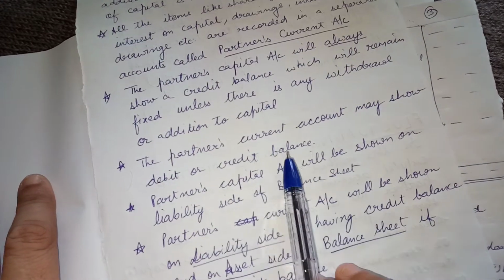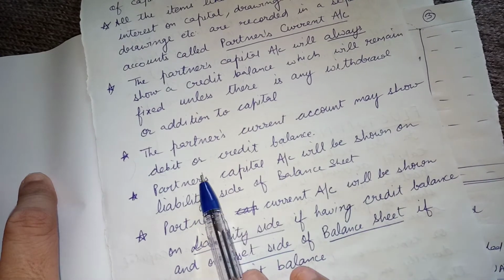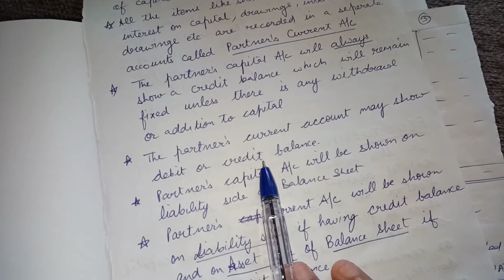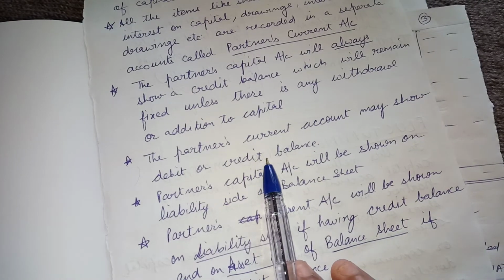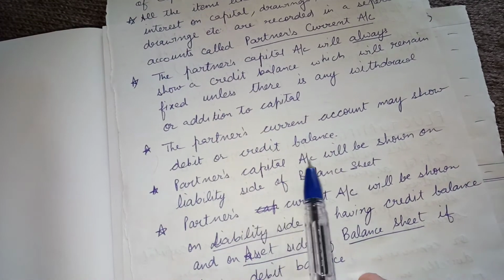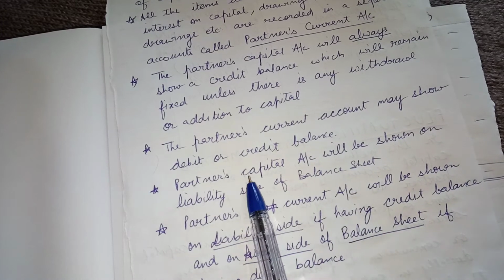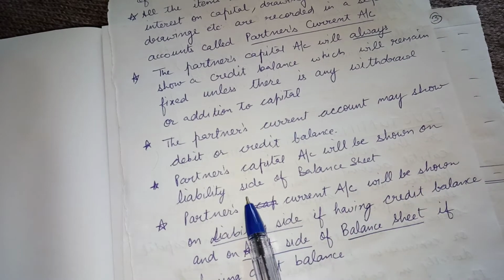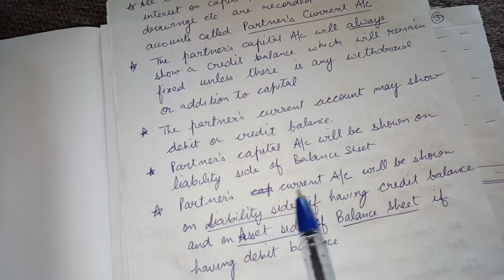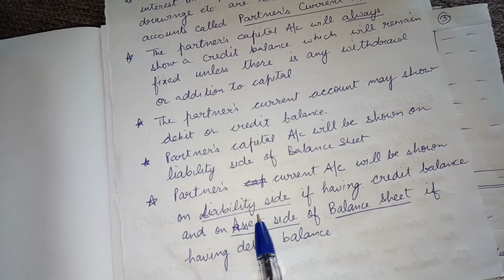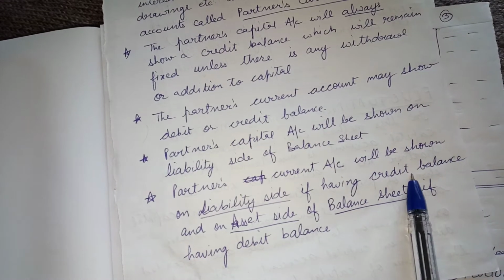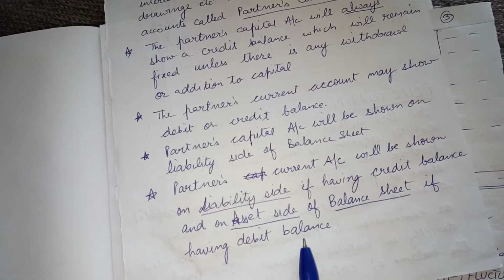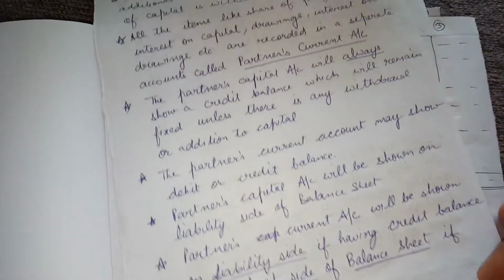Here the partner's current account may show a debit or credit balance. It can have a debit balance or it can have a credit balance, but usually it should have a credit balance. What will be the treatment in the balance sheet? The partner's capital account will be shown on the liability side of the balance sheet, and the partner's current account will be shown on the liability side if having a credit balance, and on the asset side of the balance sheet if having a debit balance. So that will be the particular treatment in the balance sheet.